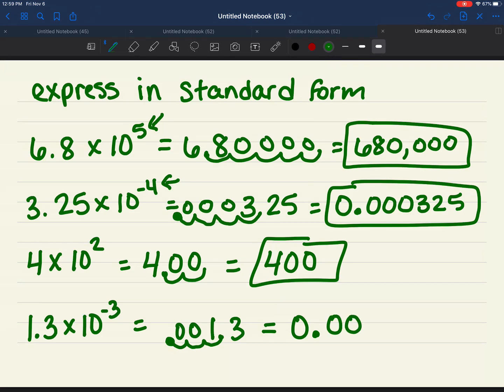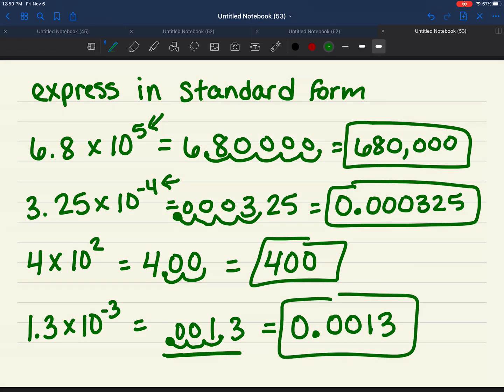0.0003. 0.003. Look at this number right here. Yeah. Okay. So be careful because you don't want to add in too many zeros, all right? Okay, how do we feel about that?